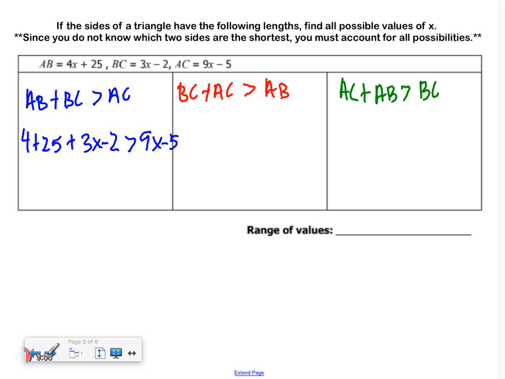Now from here, let's just add our like terms. I should have an x with it. So 4x plus 3x should be 7x. 25 minus 2 is 23. It's not 27, that's the greater. I can't even read my own handwriting. So we should have 23.